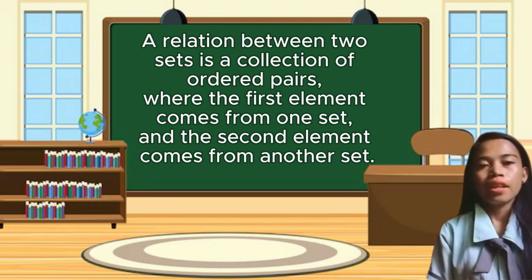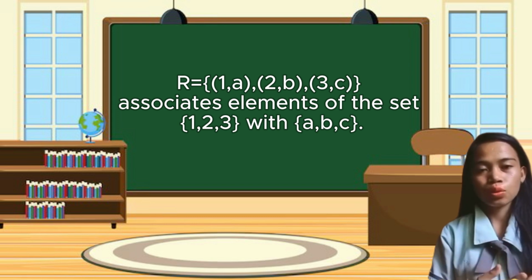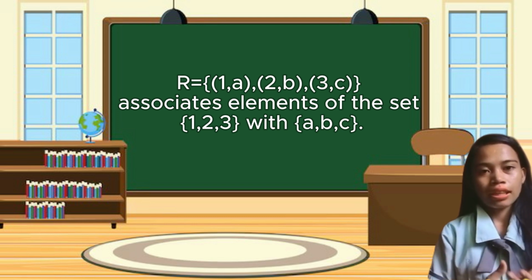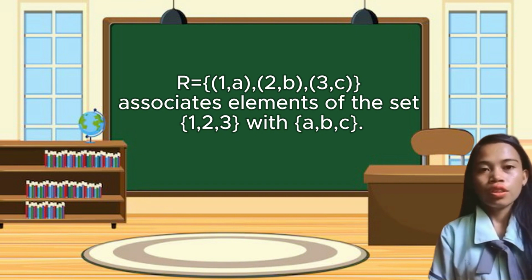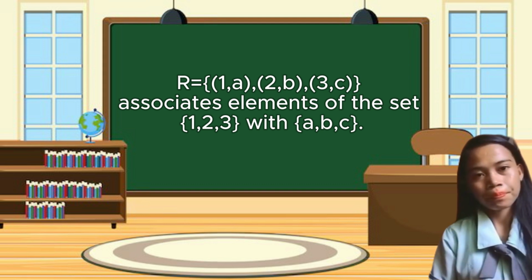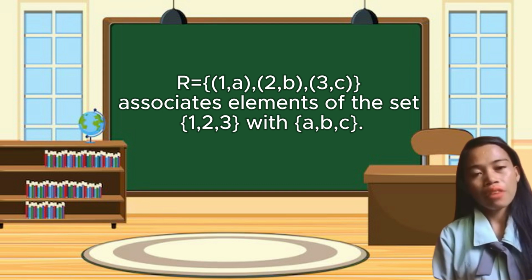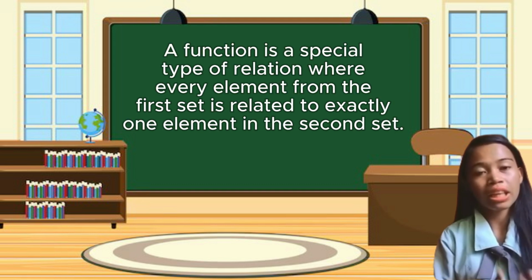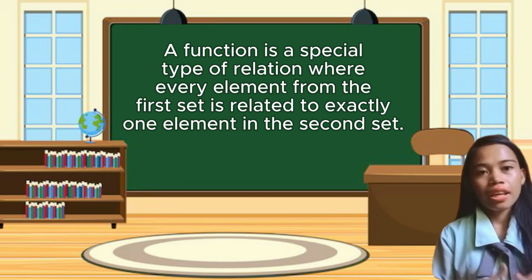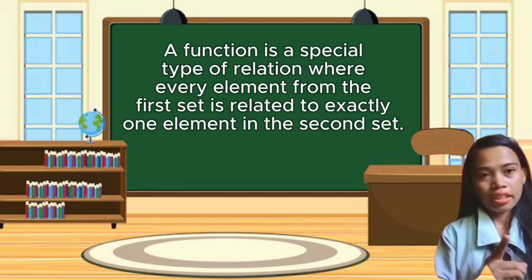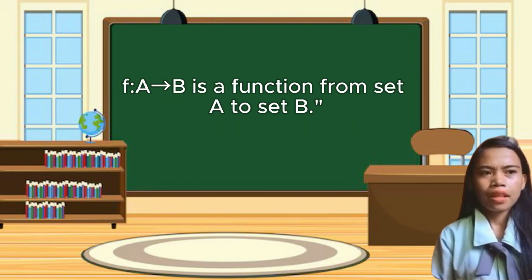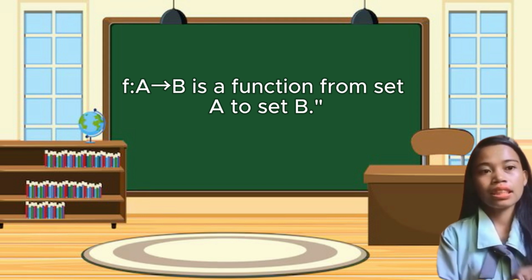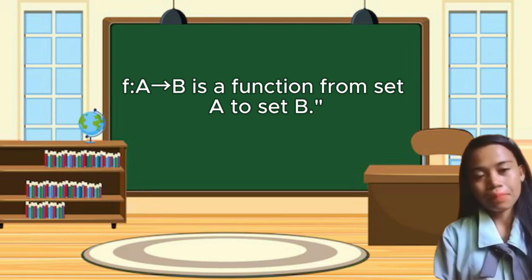For example, a relation of 1A, 2B, and 3C associates elements of the set 1, 2, 3 and the set A, B, C. Now, for the function, what is a function? A function is a special type of relation where every element from the first set is related to exactly one element in the second set. So we say that A to B is a function from set A to set B.